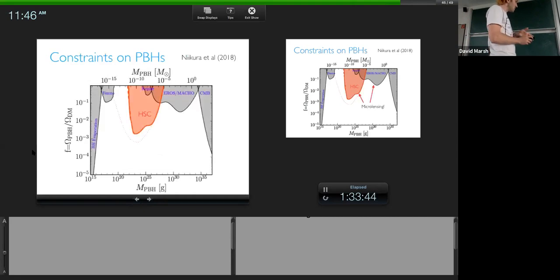This is used a lot to compute constraints on primordial black holes. Here it is from the paper by Nikora et al. I want to point out these two constraints that are really nice and cover many orders of magnitude: they are for microlensing, HSC (Subaru Hyper Suprime-Cam), and EROS. Mini clusters sit right here in a range that is possibly covered by HSC, but maybe in this gap here.